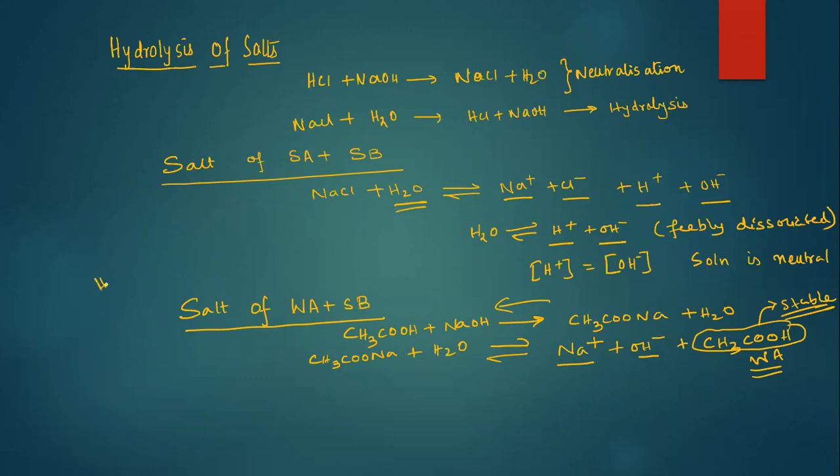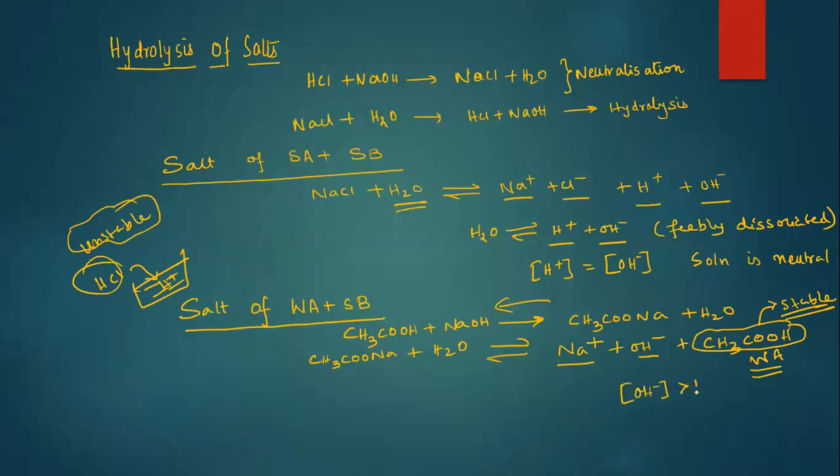On the other hand, if you put HCl in water, it will immediately want to give H plus, because HCl in water is unstable. So whichever is unstable is a strong acid or strong base. Whichever is stable is a weak acid or weak base. Clear? At this moment, the number of H plus given is very less, so OH minus will be more than H plus, and hence the solution is basic.